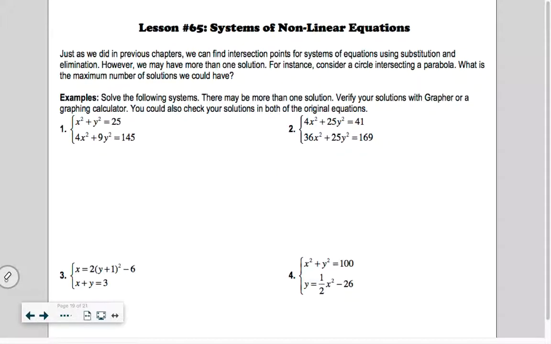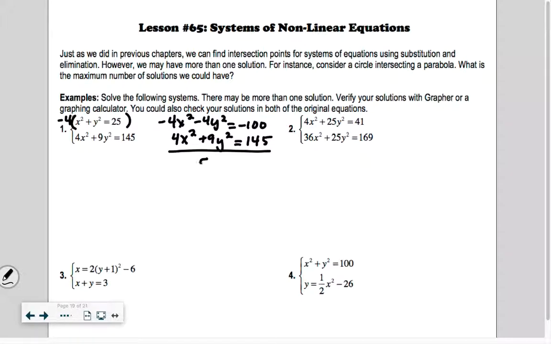All right, so let's try these. So we have x squared plus y squared equals 25. We have 4x squared plus 9y squared equals 145. So what we're going to do is multiply through by like 4 or by -4 or -9. So I'm going to multiply through by -4. So I get -4x squared minus 4y squared equals -100. And then I'm going to put the other equation directly below it so I can do the elimination method.